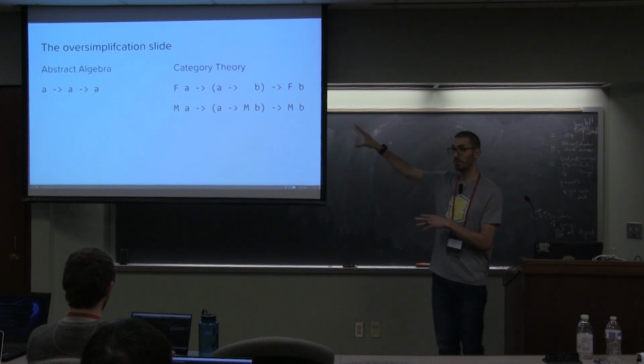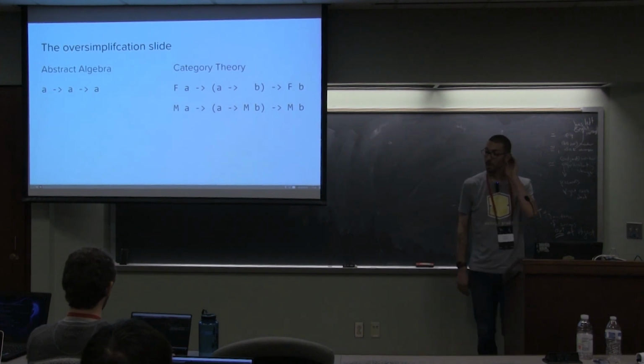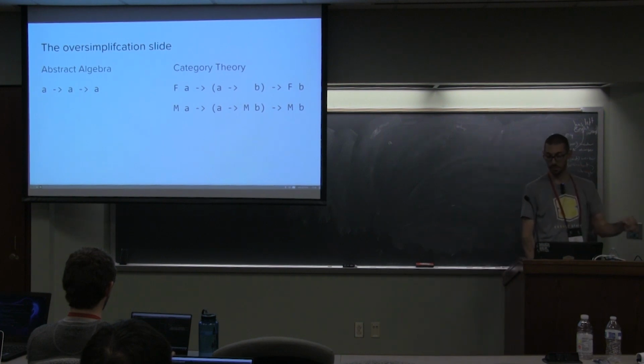We also get more power when we do that. But we have some more things happening here. So we've got a more complex signature for functor and monad here than we do for some sort of a binary operation, closed binary operation.